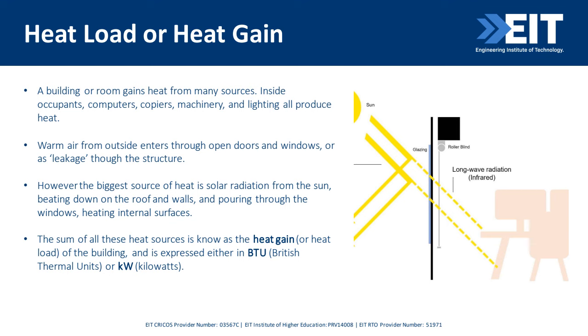Now, heat load or heat gain. Your building or room gains heat from many sources, as we've just highlighted. We've got people inside, equipment inside, different types of equipment, and then warm air coming in from the outside. The biggest source of heat is solar radiation from the sun, beating down on the roof, the walls, pouring in through the windows, heating internal surfaces.